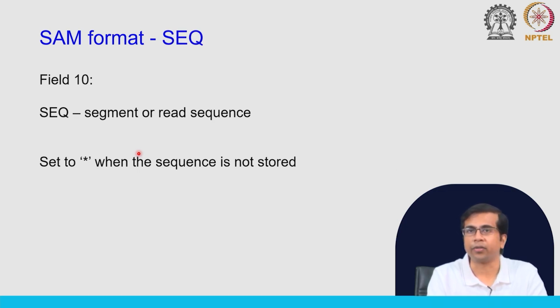Field 10 is very simple, this is the segment or read sequence. Okay. So, the read that you are working with is your read sequence. Again, going back to the first part, when I mentioned that everything is given with respect to the forward reference strand, if a read is mapping to the reverse strand, you will get the reverse complement sequence in this field. So, SEQ will give you the reverse complement sequence. Okay. So, you need to keep this in mind. Now, if the sequence is not stored, this is set to star.